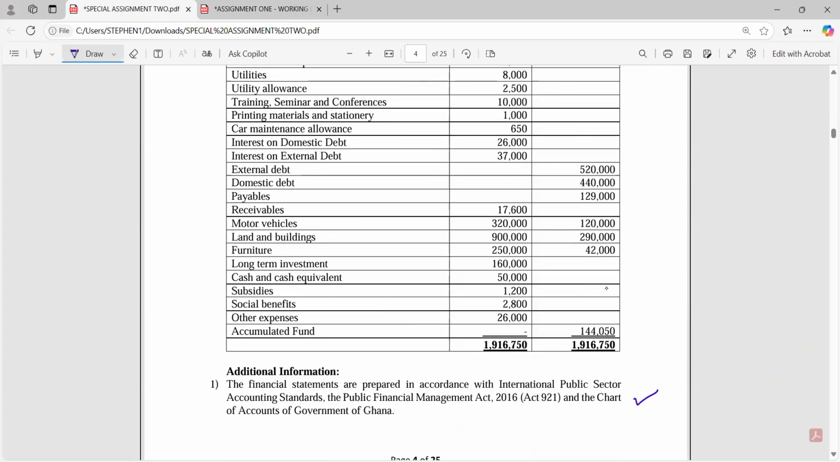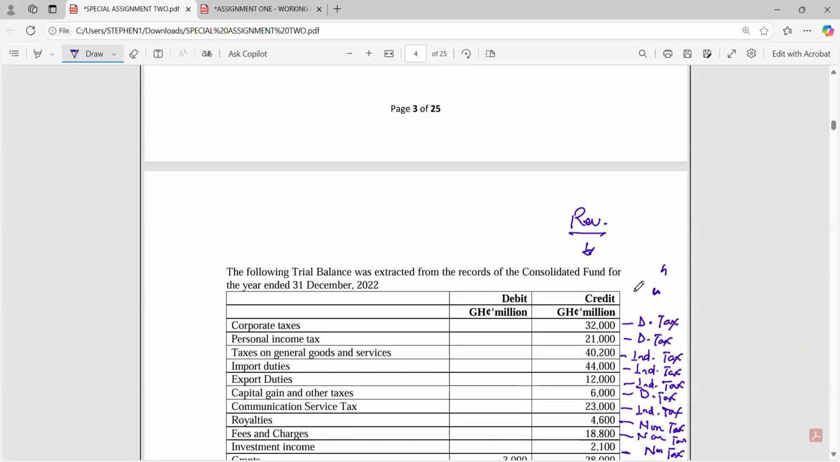Come down. We still have credit here. External debt is a liability. Okay, good. So I think this one too is a liability. Receivable, no. This is payables. Yes, payables. That is that. Yeah, we are done.